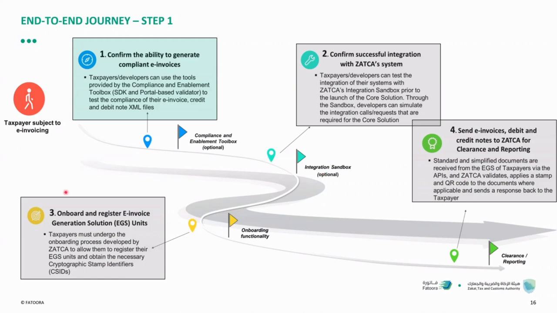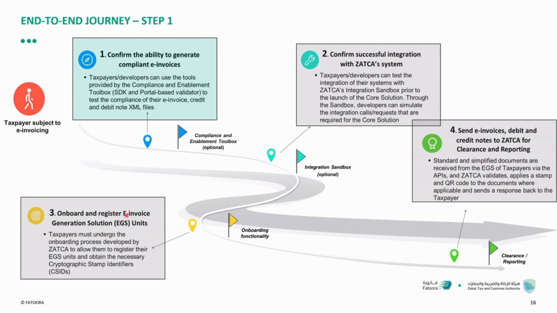The next step is to onboard and register e-invoice generation solution, EGS, units. This is actually mandatory: any unit that is generating an e-invoice has to be onboarded individually. We're going to have a closer look at that. Of course, this step can also be automated, and we'll see this further in the presentation.